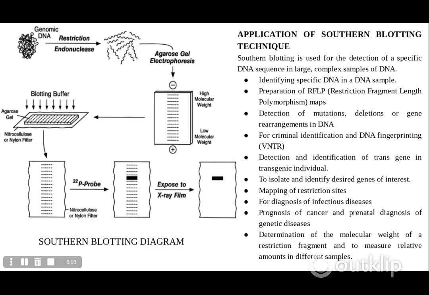Next are the applications of Southern blotting and a small diagrammatic representation. So as I said, it is used as a preparation for RFLP maps. It is specific for DNA in the DNA samples, and the detection of mutation, deletion or gene rearrangement in DNA can be seen. It is used for criminal identifications and DNA fingerprinting and so on.